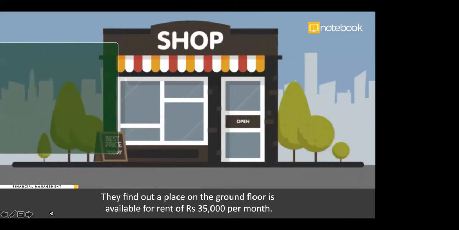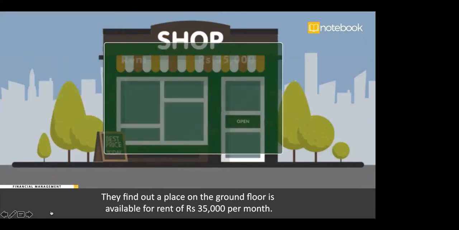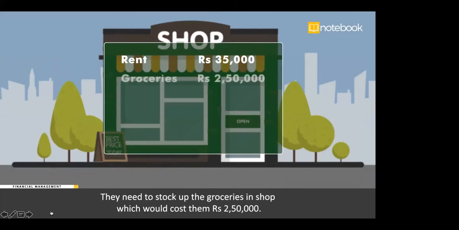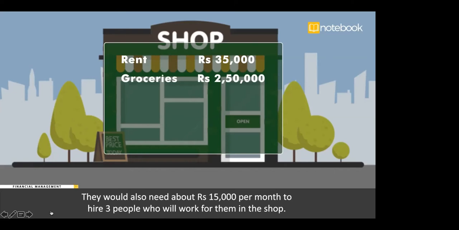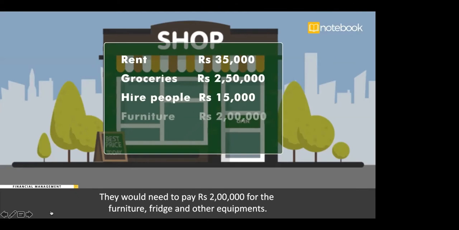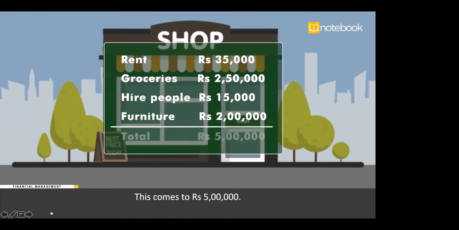They find out a place on the ground floor is available for rent of rupees 35,000 per month. They need to stock up the groceries in the shop, which would cost them rupees 2,50,000. They would also need about rupees 15,000 per month to hire 3 people who will work for them in the shop. They would need to pay rupees 2 lakhs for the furniture, fridge and other equipments. This comes to rupees 5 lakhs.